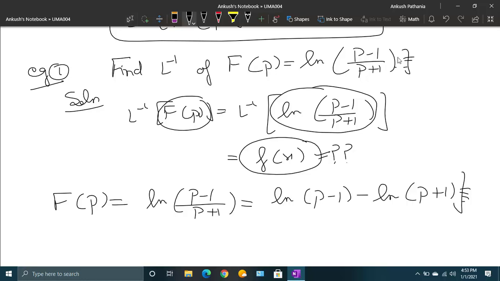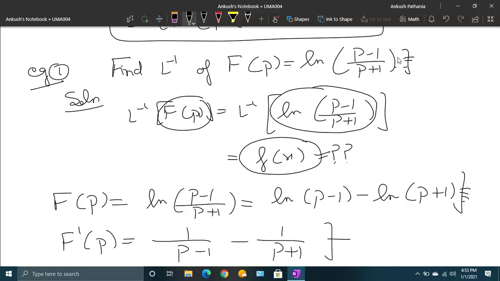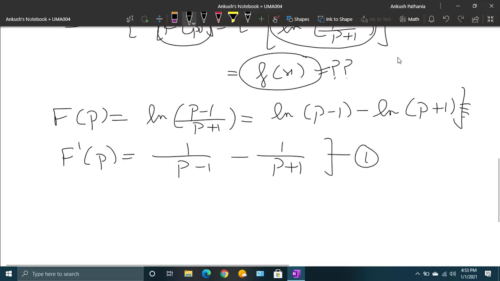What you can do in such cases is differentiate the F(p). If you differentiate the F(p), you can see it comes out to be this one. Now here you can see this is the Laplace transform of e raised to power x, and this is of e raised to power minus x.